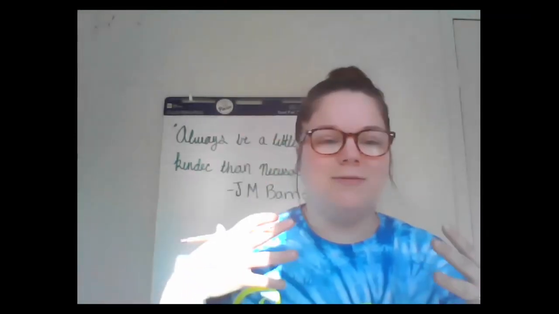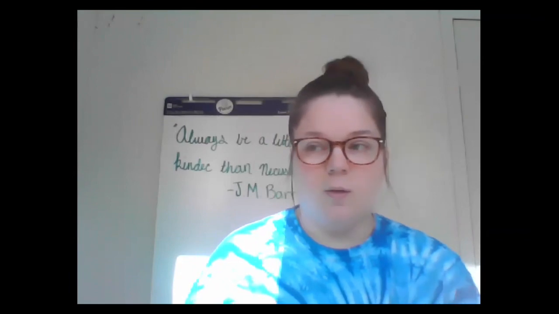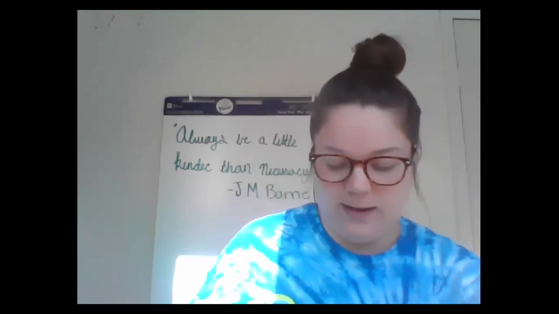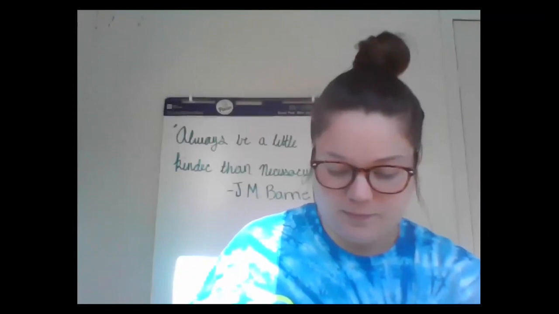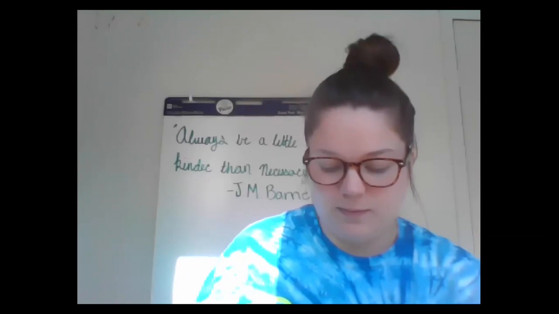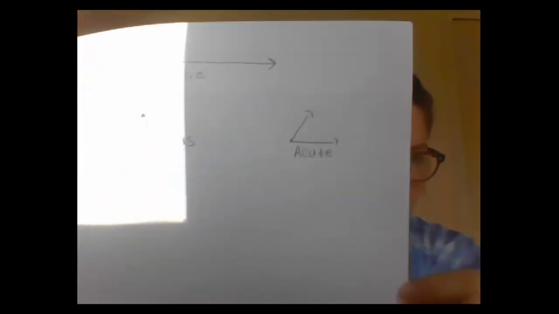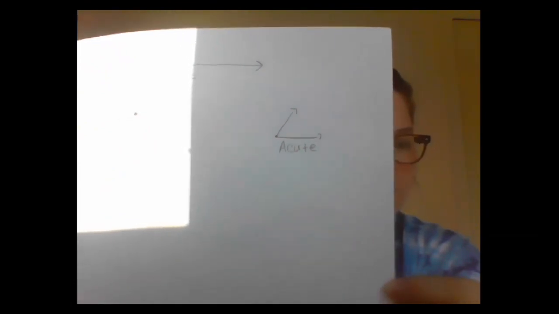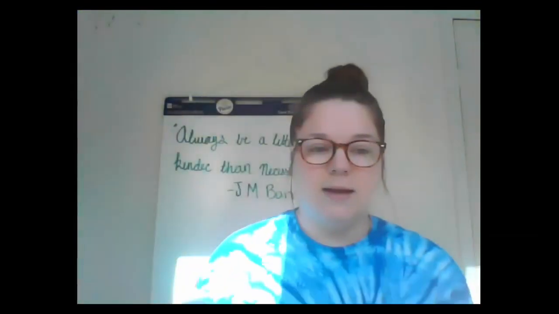And then we have our 4 different types of angles. We have our very small angle, or our angle that is less than 90 degrees. It is called our acute angle. It's a tiny little angle. It's small, it's little, it's so cute. It's less than 90 degrees.